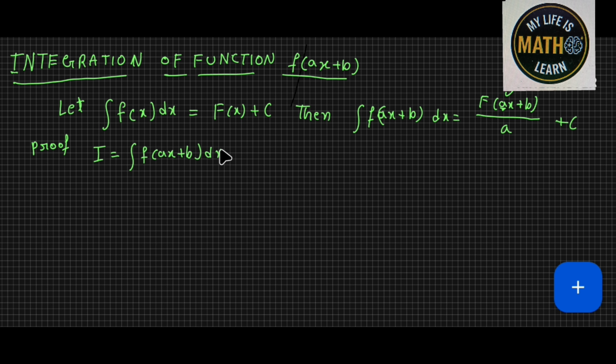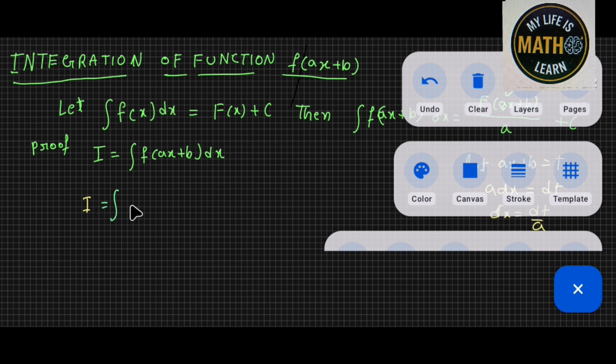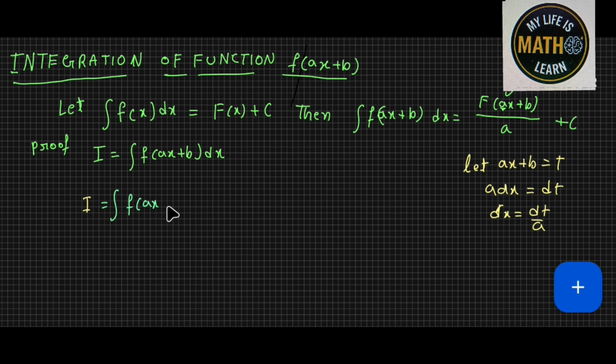I is equal to the integral of f of ax plus b dx. Let ax plus b be equal to t, and differentiating both sides, a dx is equal to dt, so dx is equal to dt by a. Now I is equal to the integral of f of ax plus b dx. So we can substitute t for ax plus b and dt by a for dx. We will get 1 by a into the integral of f of t dt.